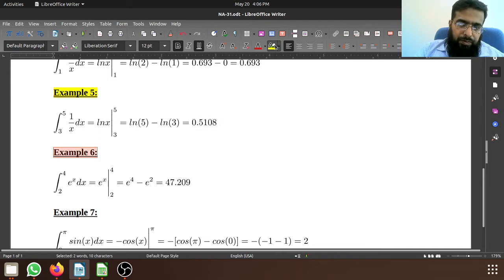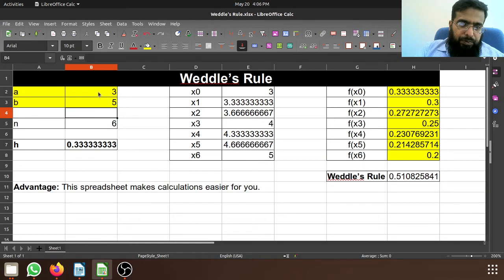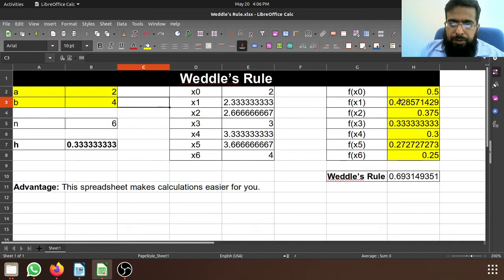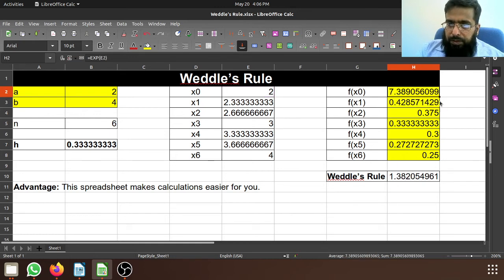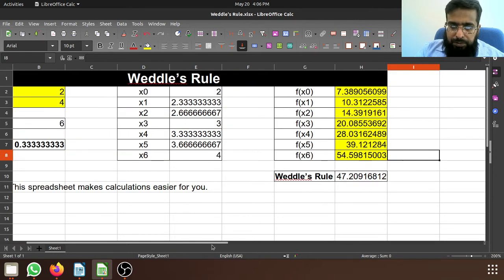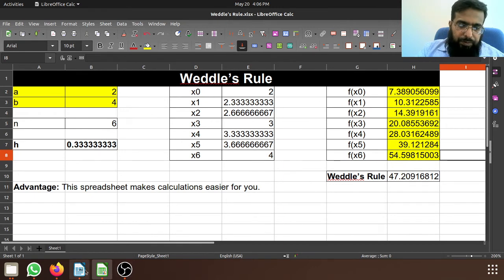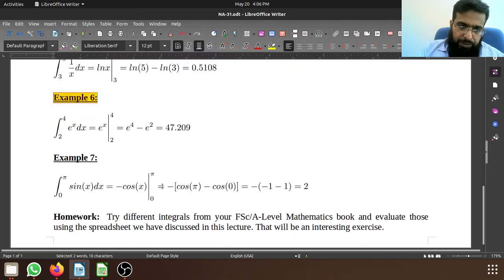Let's move on to example number 6. It's e to the x, and the limits are from 2 to 4, and f of x is exponential of x. If we evaluate it for all values from x0 to x6, the answer is 47.209. The exact answer is also 47.209. Percentage error is 0. And let's evaluate the last integral, sine of x from 0 to pi.